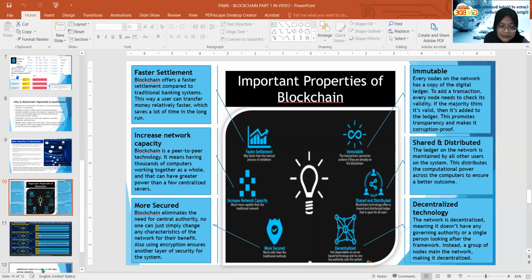Last, decentralized technology. The network is decentralized, meaning it doesn't have any governing authority or a single person looking after the framework. Instead, a group of nodes maintain the network, making it decentralized.